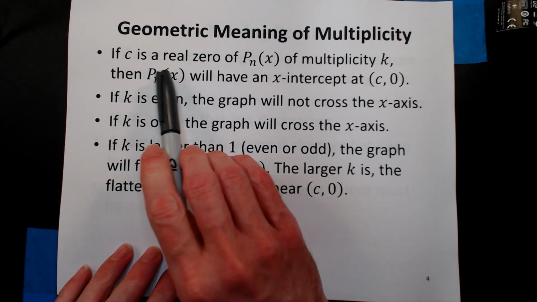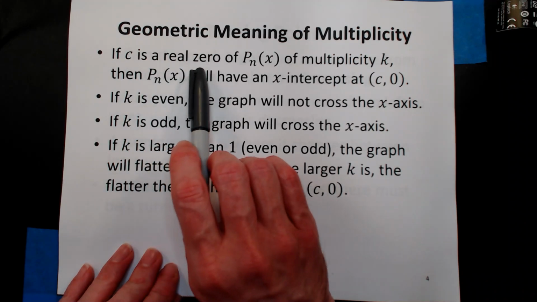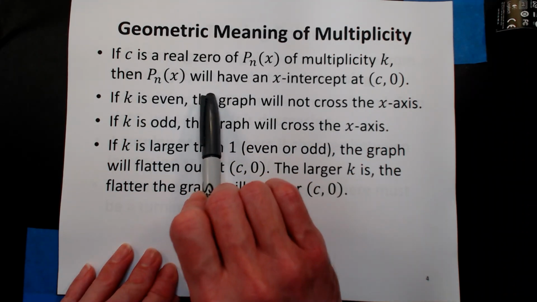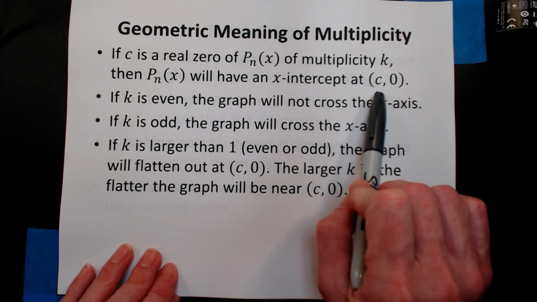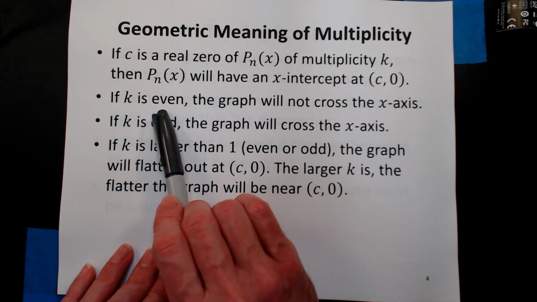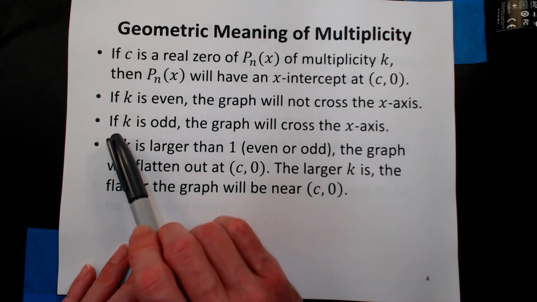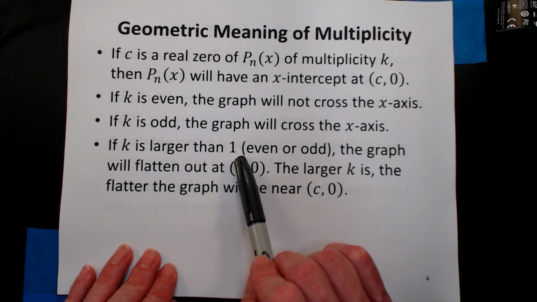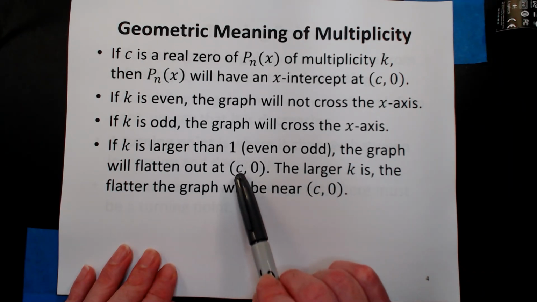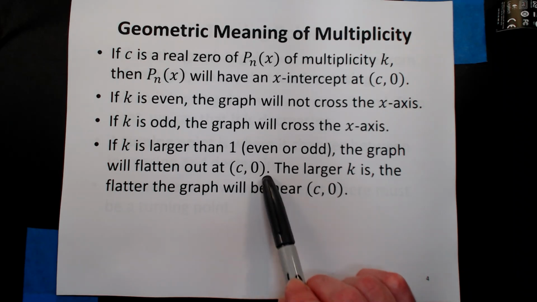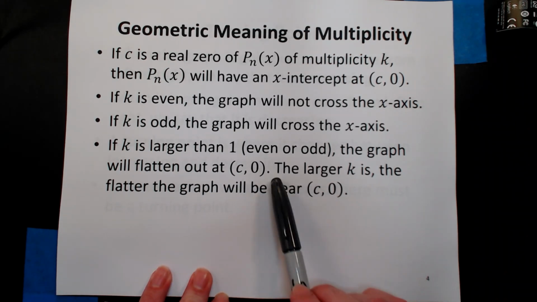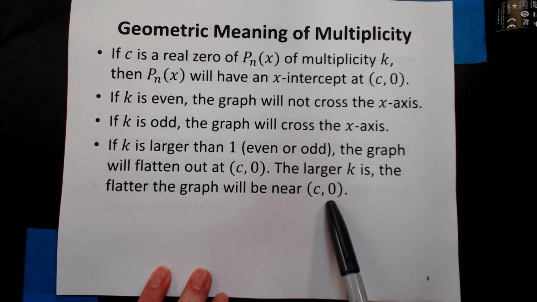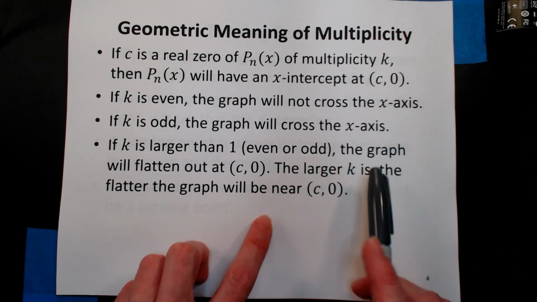The geometric meaning of multiplicity. If c is a real zero of p sub n of x with multiplicity k, then p sub n of x will have an x-intercept at (c, 0). If k is even, the graph will not cross the x-axis. If k is odd, the graph will cross the x-axis. If k is larger than 1, even or odd, the graph will flatten out at (c, 0). The larger k is, the flatter the graph will be near the point (c, 0), the x-intercept.